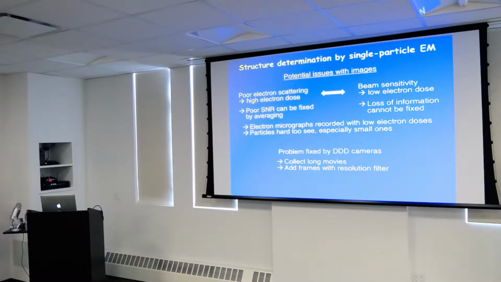The low resolution information is very important for us because most of the alignment actually comes from the power of the low resolution information. So we can boost the contrast with the low resolution information while only using the high resolution information from the earlier frames. So basically, DDD cameras and the option to collect movies have completely eliminated this problem.